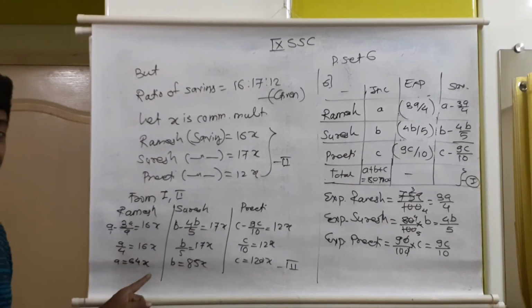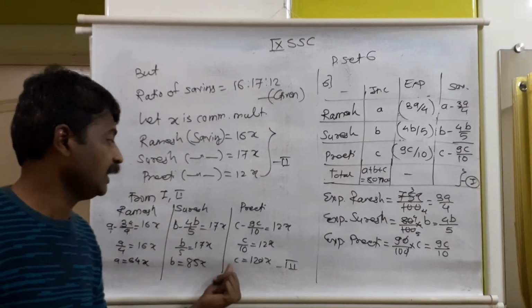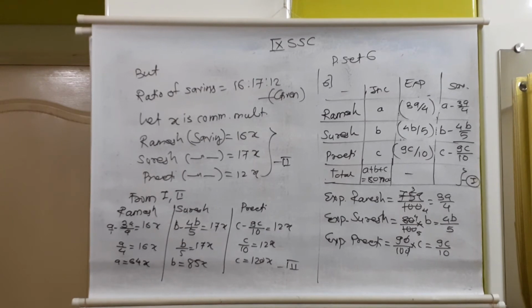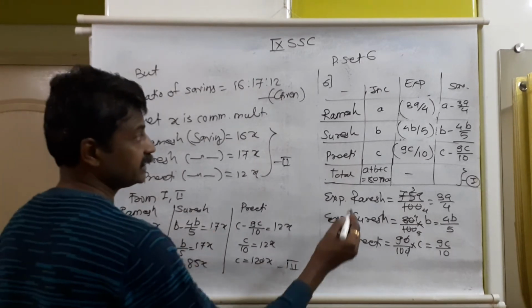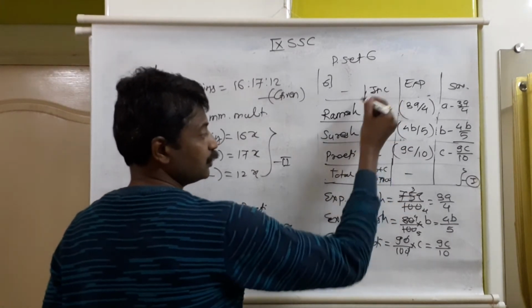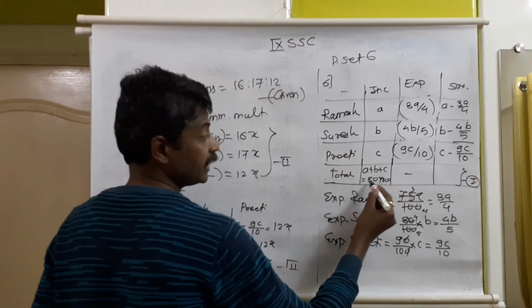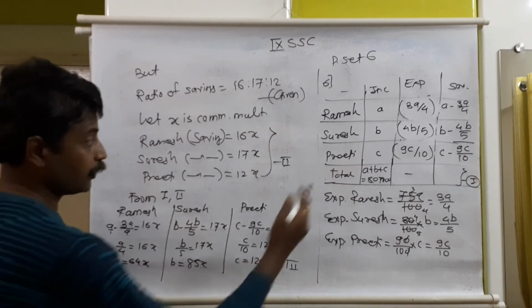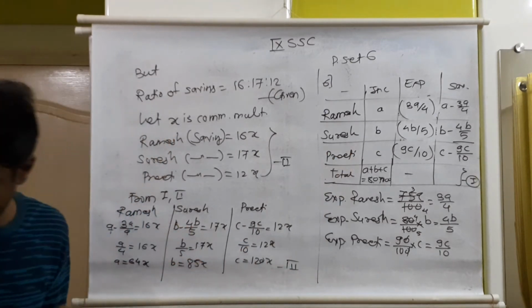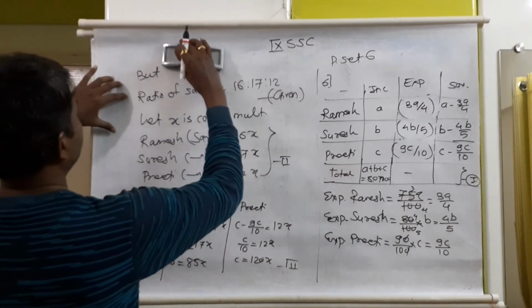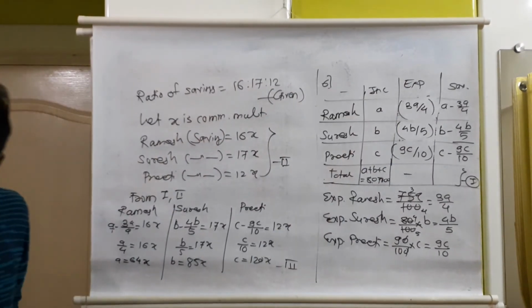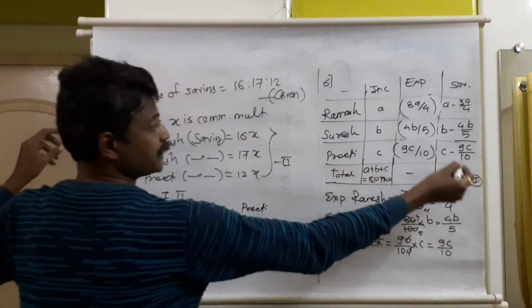See, A is equal to 64x, B is equal to 85x, and C is equal to 120x is our statement number 3, equation number 3. Now, with the help of this and the table, see, the table says A plus B plus C is equal to 8,07,000, and here we can add A plus B plus C. So from the table, now I will write it here upward. I hope you will see the board clearly. Table is equation number 1.